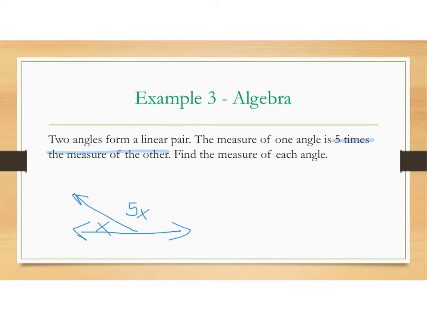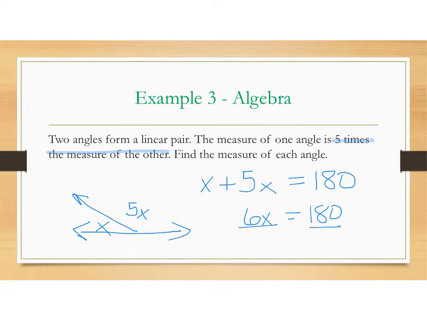How much do linear pairs always equal together? How many degrees? 180. So if I set up my equation as X plus 5X equals 180, I can solve for X and then plug it in to find the value of my two angles. So when I group X plus 5X, I get 6X equals 180. Divide by 6, and X equals 30 degrees.